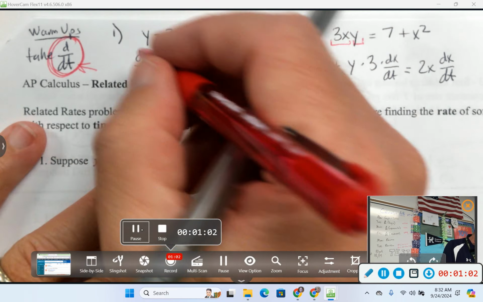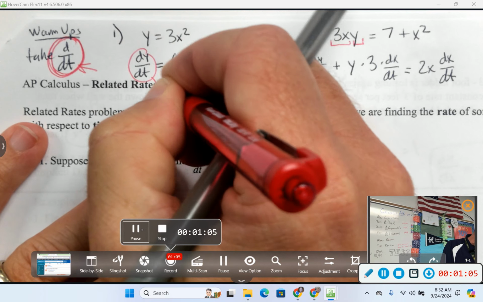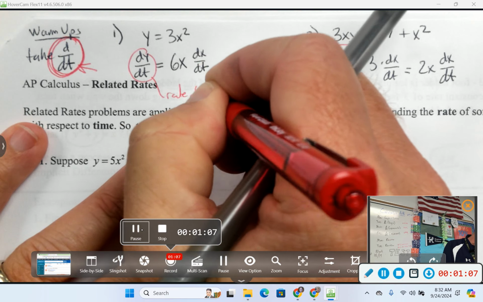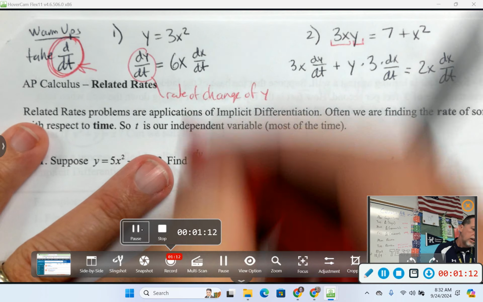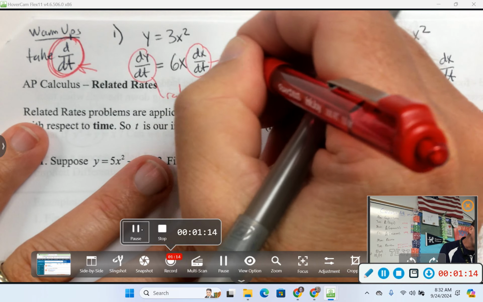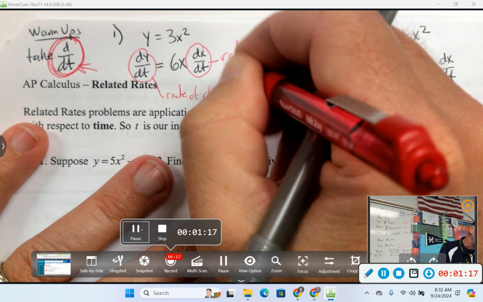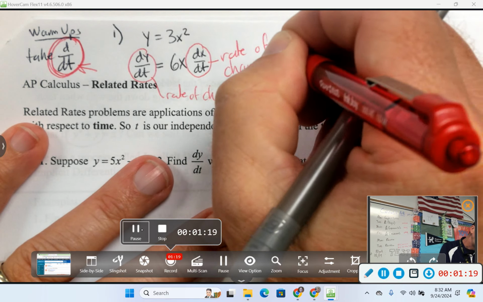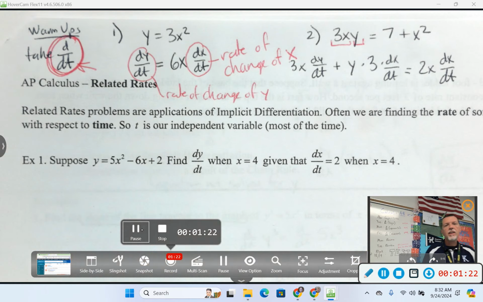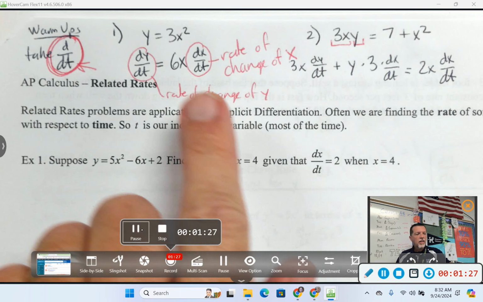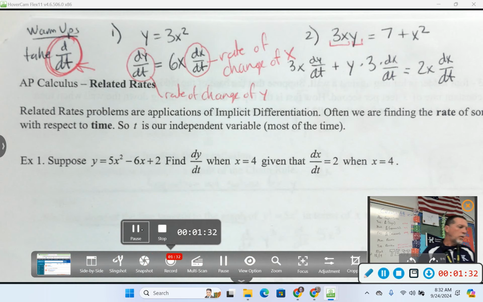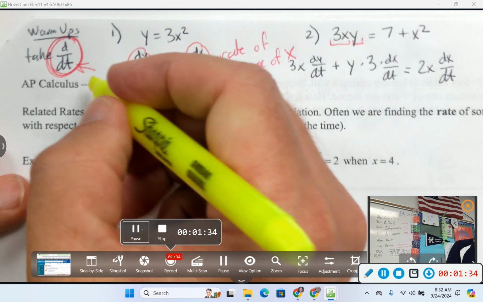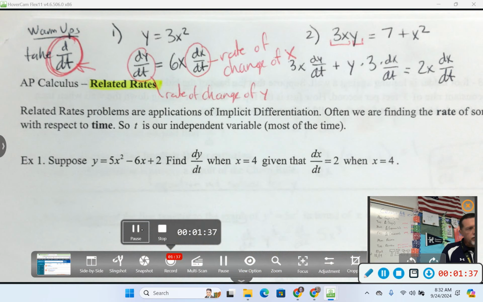Okay, dy dt, that's a rate. That's a rate of change of y. Dx dt, that's also a rate. That's a rate of change of x. So how is y changing versus how is x changing? You put those two things together in one equation, and now you've got related rates.